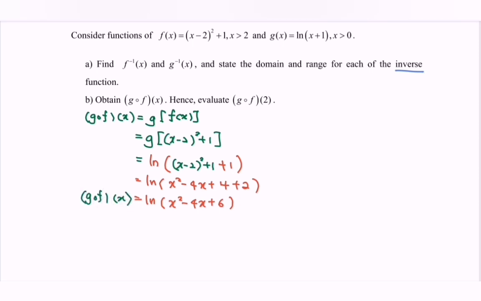Continue, evaluate g∘f(2). So g∘f with the value of x equal to 2. So we have ln(4 − 8 + 6). Then we have the final answer, ln 2. So that is the answer for g∘f with x equal to 2.